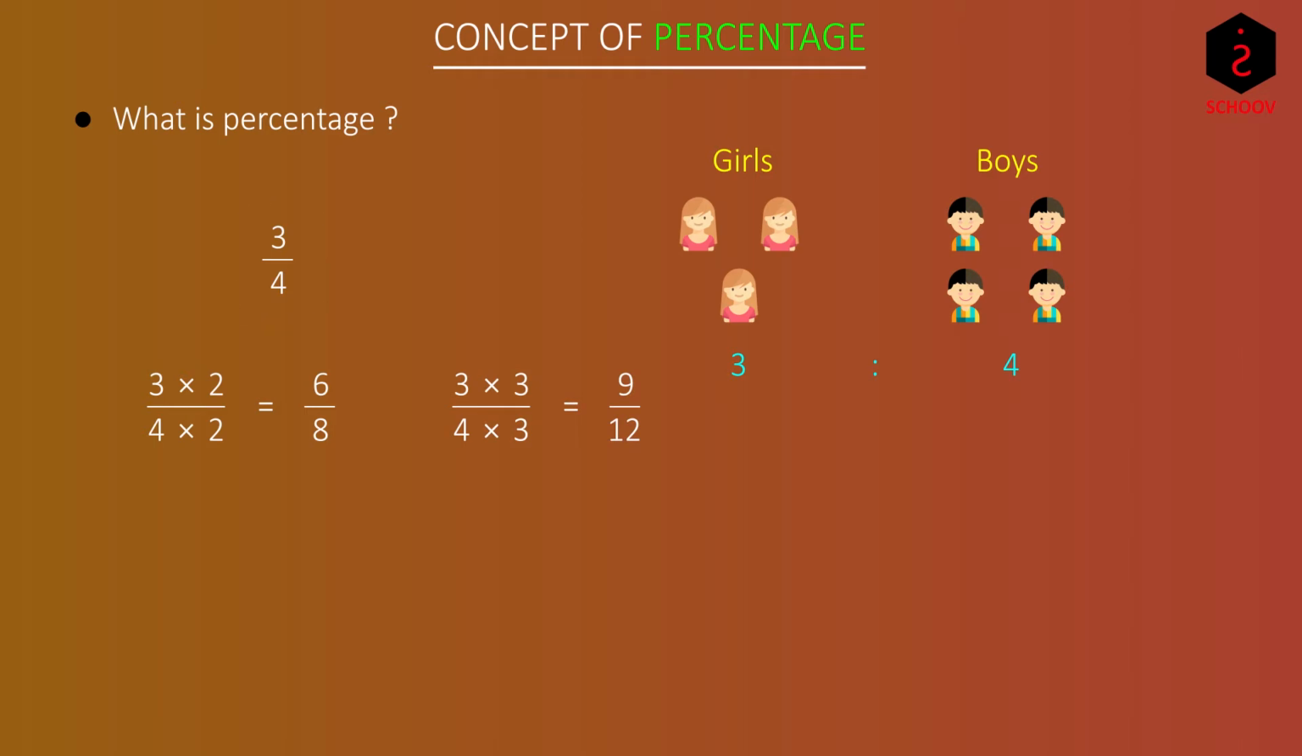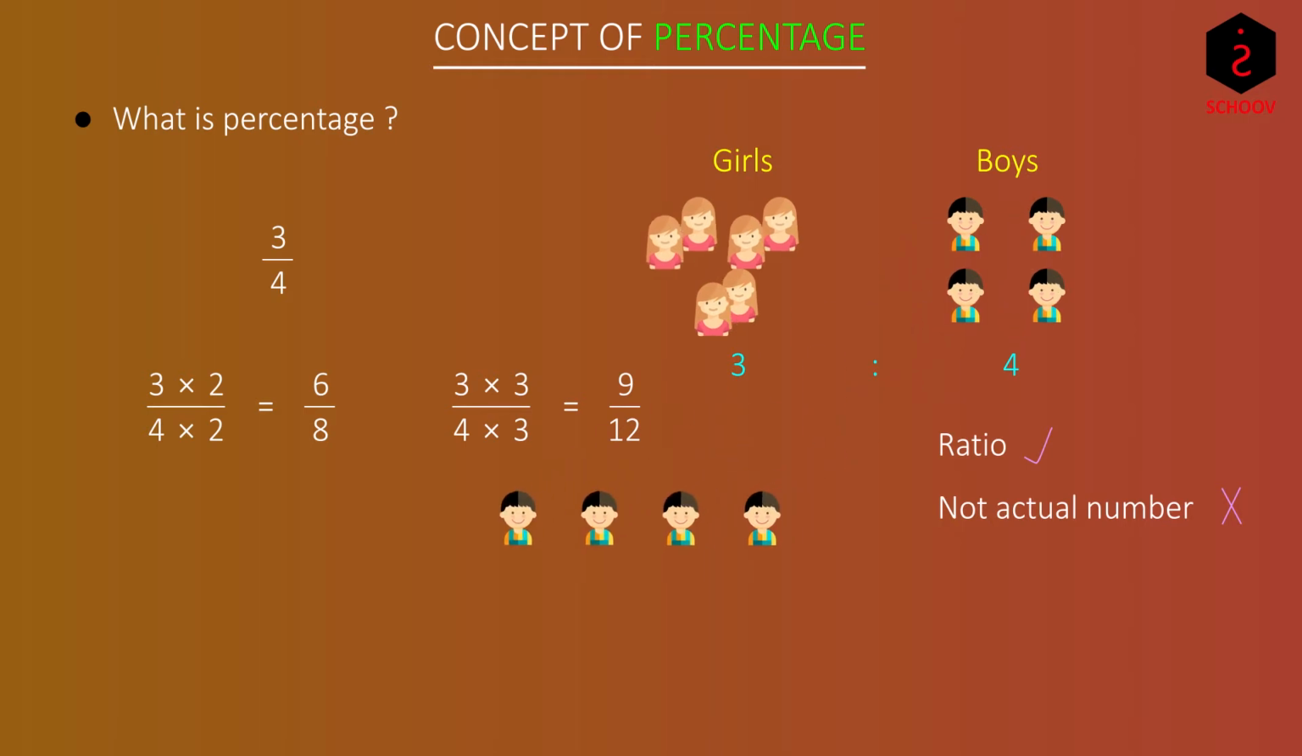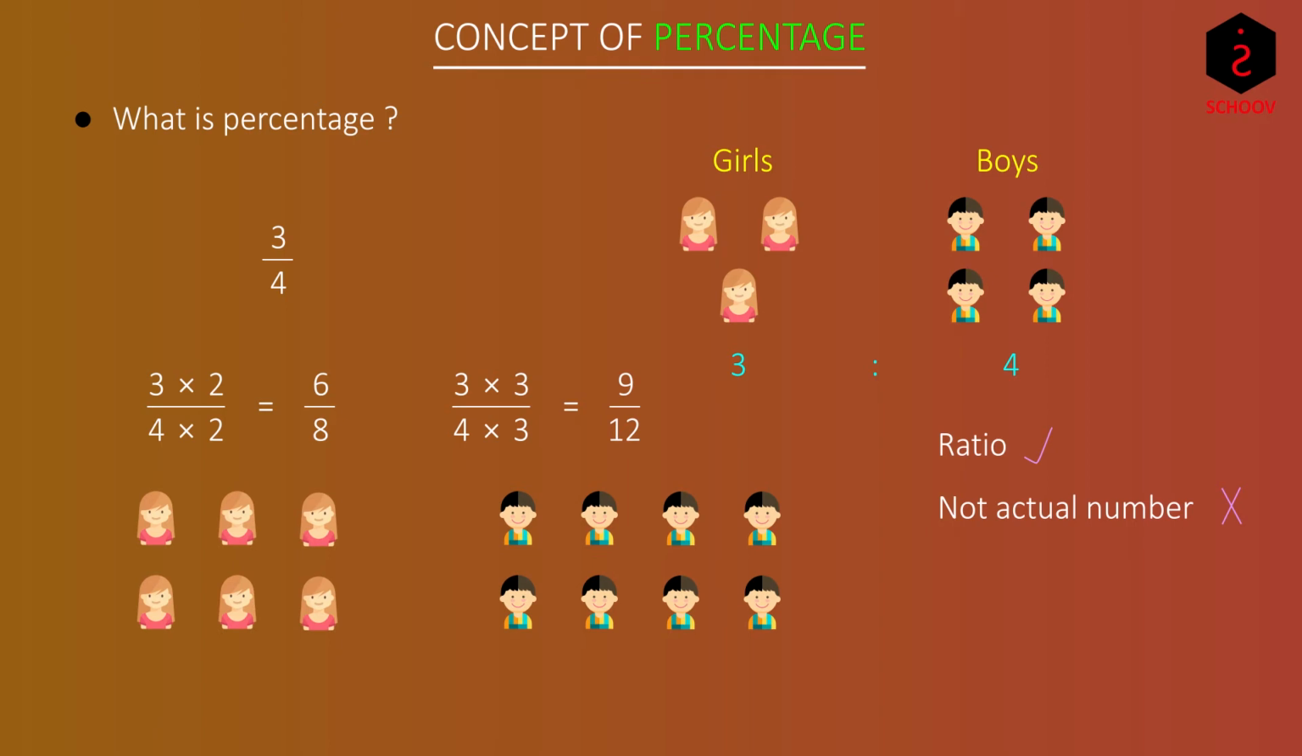But remember one thing, these new ratios are same as original. It does not mean that we have 6 girls and 8 boys, or 9 girls, 12 boys. So, ratios are same, not the actual number. This simply means that for every 4 boys, we have 3 girls. For every 8 boys, 6 girls. For every 12 boys, 9 girls.